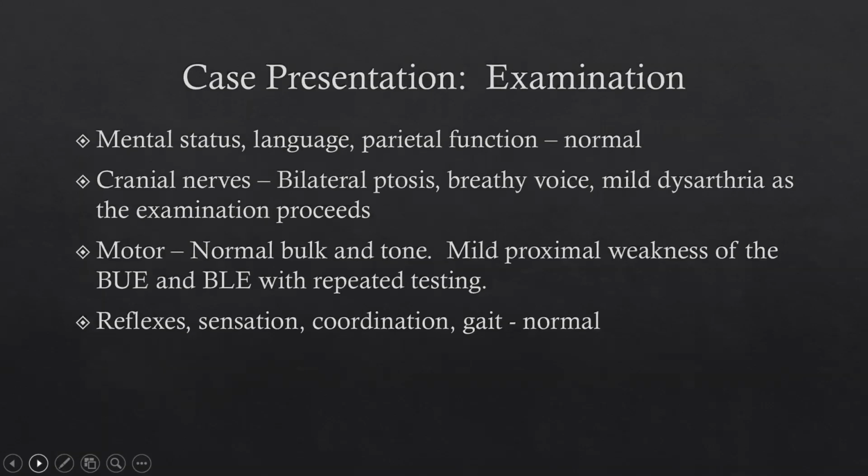When you go into examining this patient, you find that the mental status, language, and parietal function are normal. Cranial nerves: there's bilateral ptosis, breathy voice, and mild dysarthria as the examination proceeds. With motor, there's normal bulk and tone. There's mild proximal weakness of bilateral upper and lower extremities with repeated testing. Reflexes, sensation, coordination, and gait are normal.